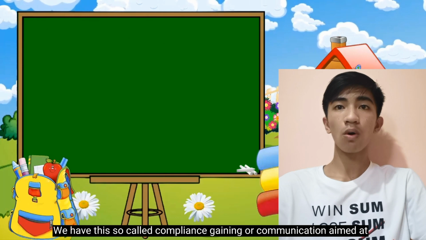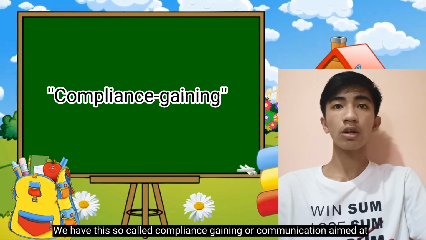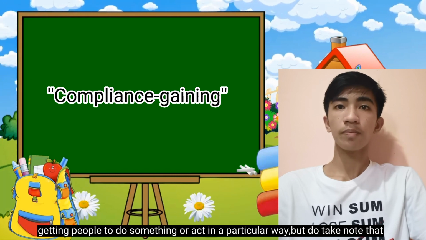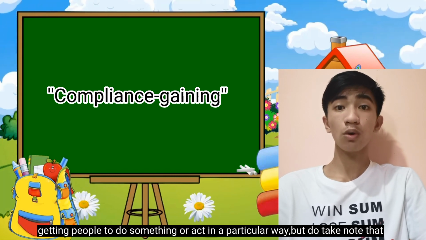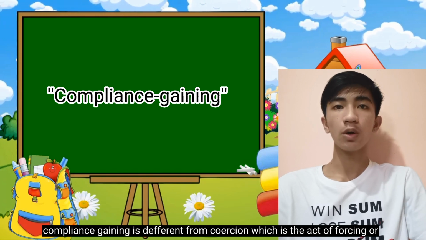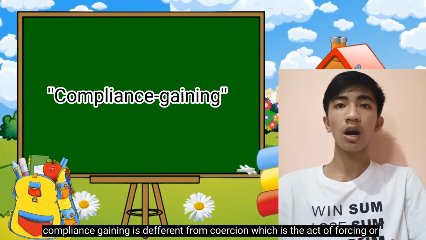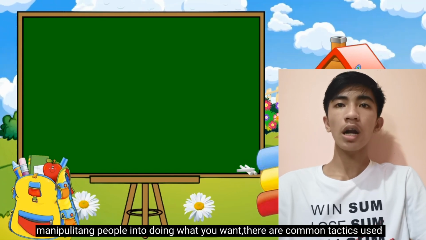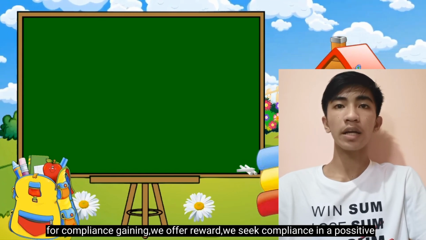We have this so-called compliance gaining, where communication aims at getting people to do something or act in a particular way, but do take note that compliance gaining is different from coercion, which is the act of forcing or manipulating people into doing what you want. There are common tactics used for compliance gaining.